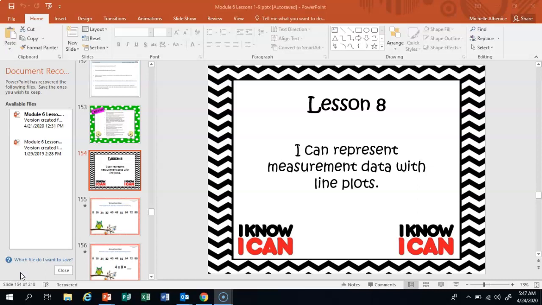I can represent measurement data with line plots. I don't think I even have to tell you what any of those words mean. We've been doing line plots for a few days, and we already know that representing data means to just graph it on the line plot. So we are going to skip down.